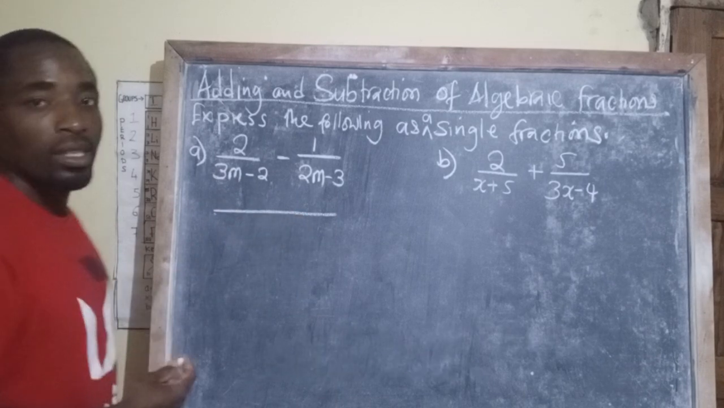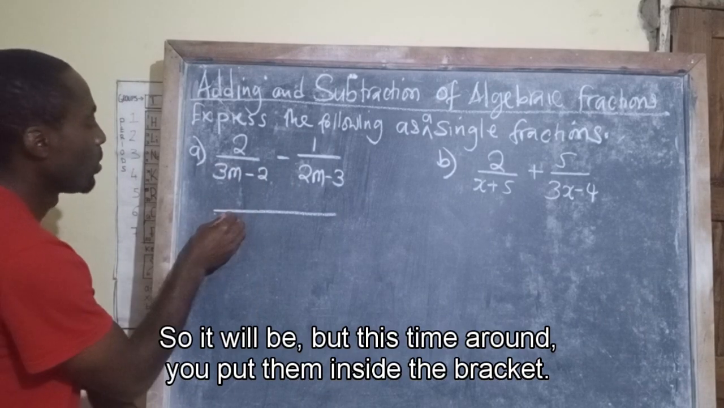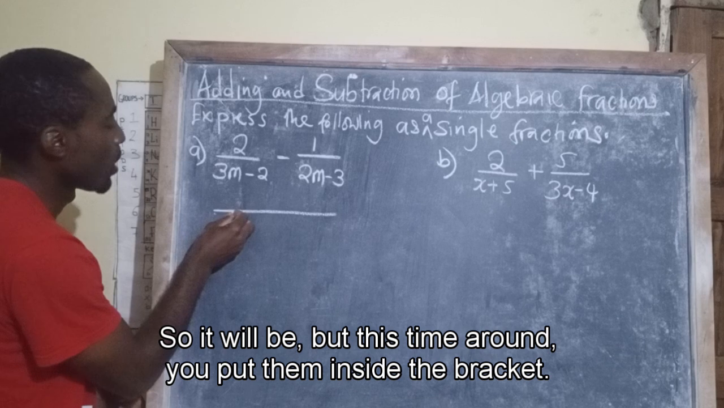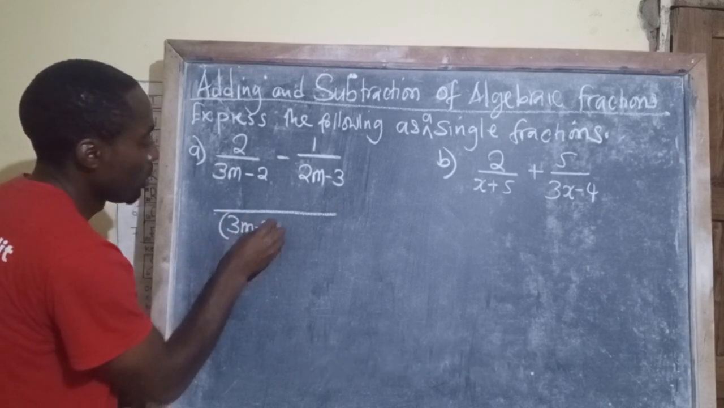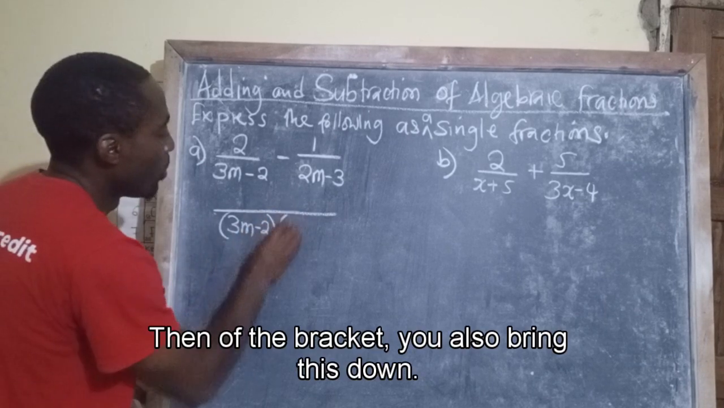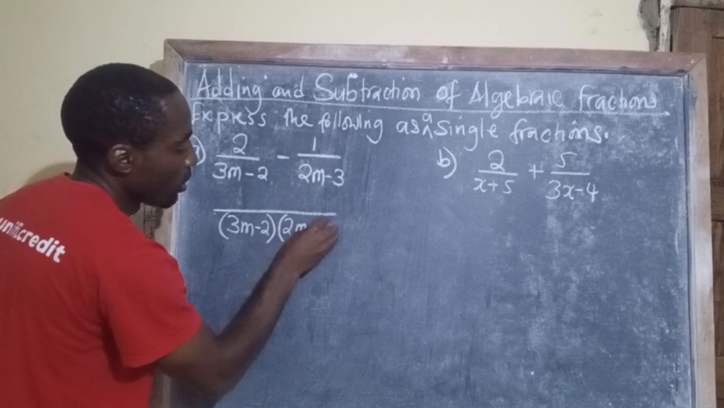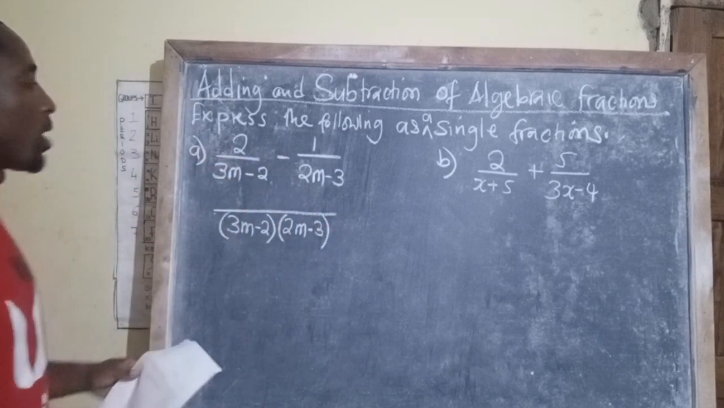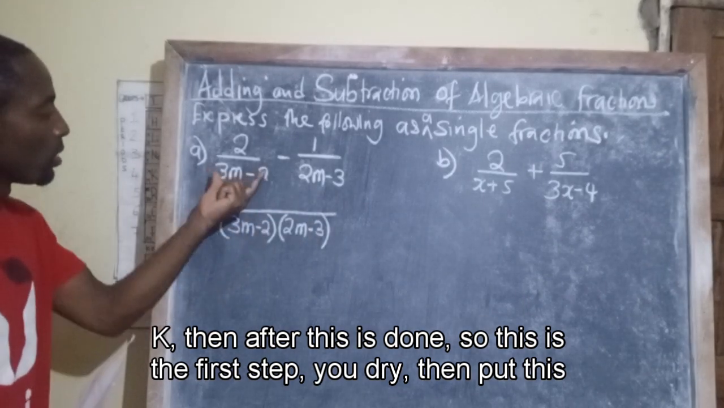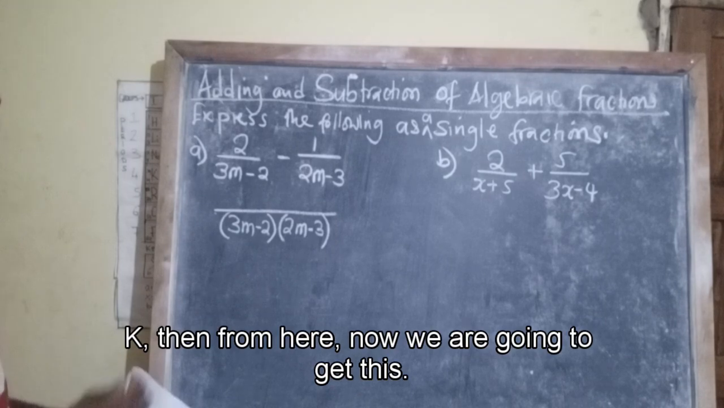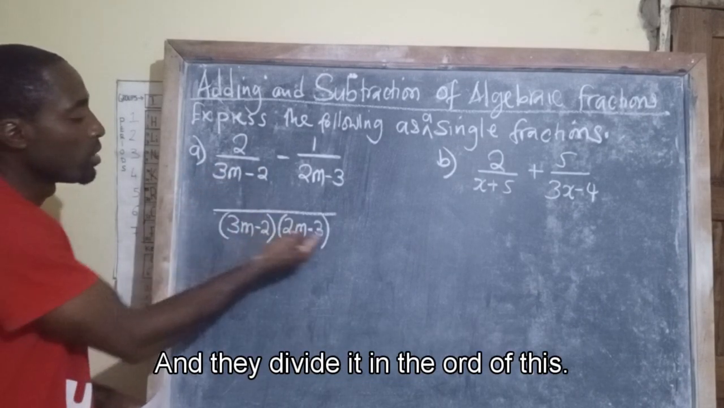Then after this, you are going to bring down this, put it under the line. So it will be, but this time around you put them inside the brackets. So it will be (3m minus 2), close, then open bracket, you also bring this down, which is (2m minus 3), then you also close. Okay, then after this is done, so this is the first step, you draw a line, then put this into the brackets.